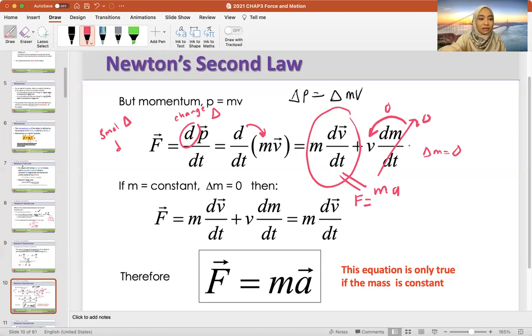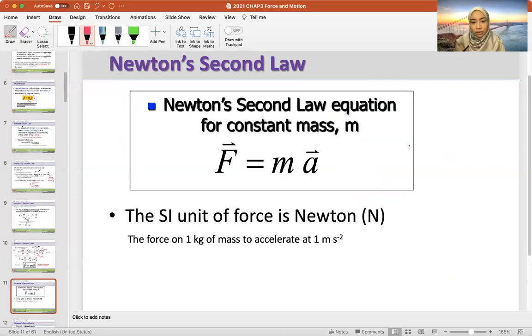Okay, mana ada orang yang tak constant mass kan? Okay, so let's be real here. All right, so Newton's second law of equation for constant mass m is F equals to ma. Acceleration is a vector, mass is a scalar. Therefore, force is a vector.